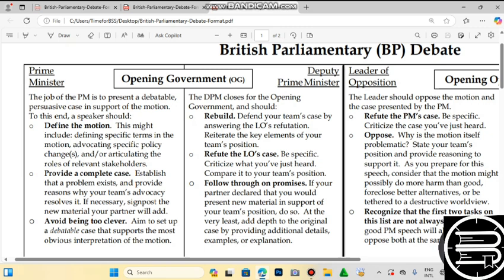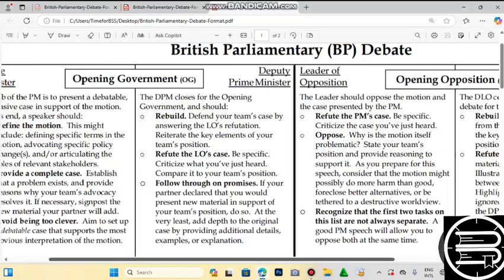at the very least, add depth to the original case by providing additional details, examples, and explanation. So the only way in which you can make your argument very strong in a British parliamentary debate is to make sure that you provide additional details and also examples and explanations. So we're expecting the Deputy Prime Minister to explain the case of his government side further so that they can be awarded more points. So let's move on to our fourth speaker of the first half of the debate.